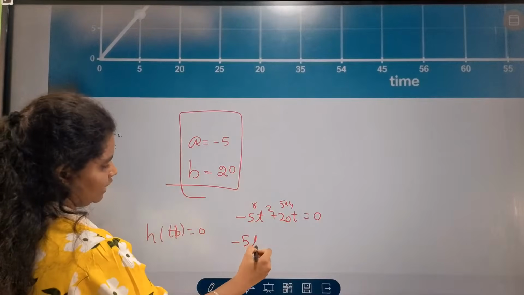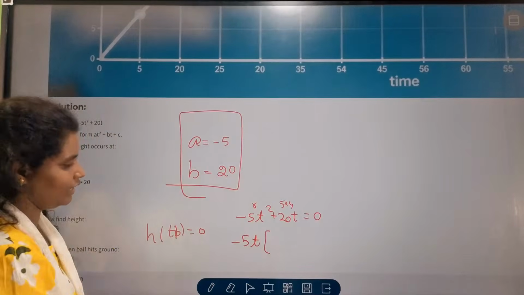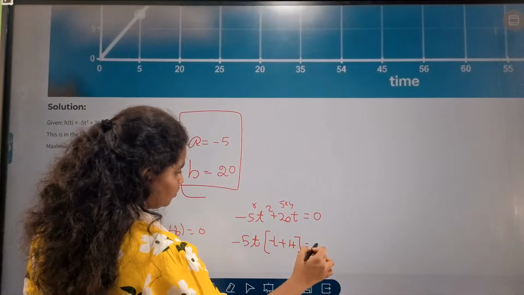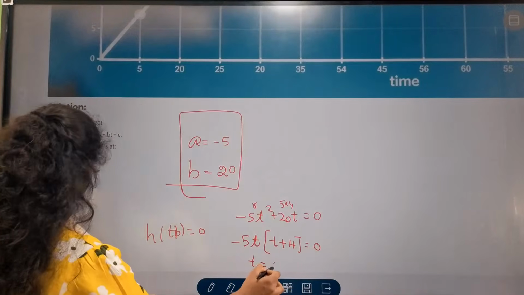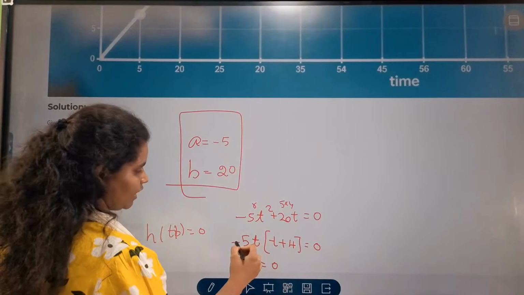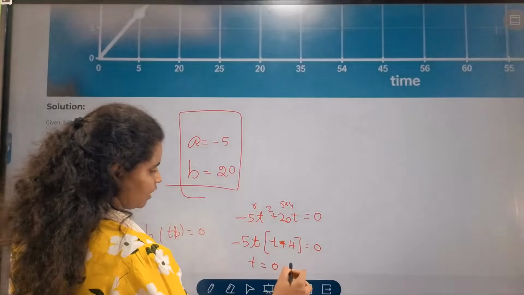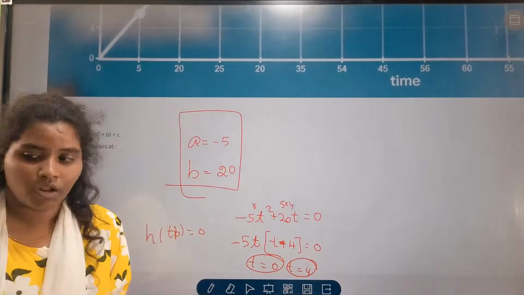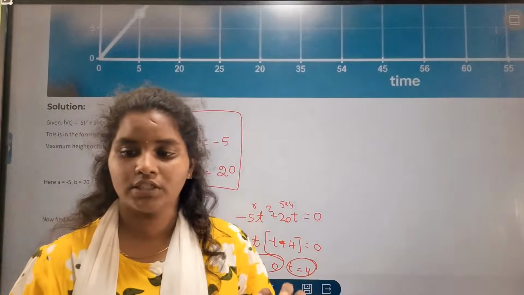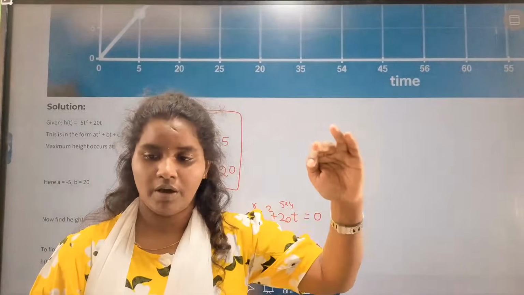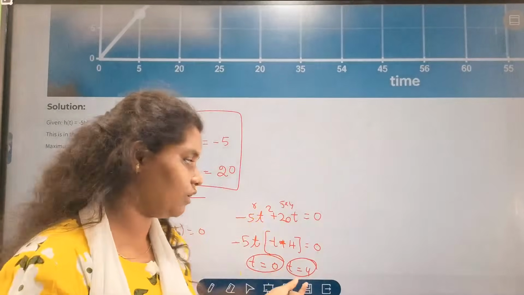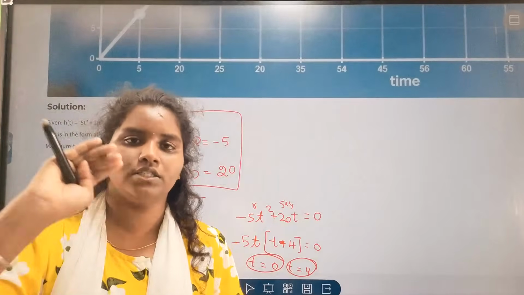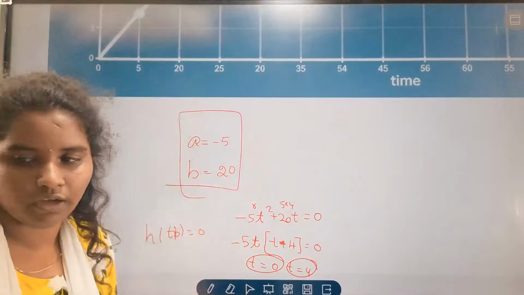Minus 5t, if I take outside, t plus 4, which is equal to 0. So t is equal to 0, and if I take minus 5 here, it's minus t is equal to 4. So we'll get 0 and 4. So it reaches the maximum height in 4 seconds. So after 4 seconds, the ball reaches the maximum height, right?